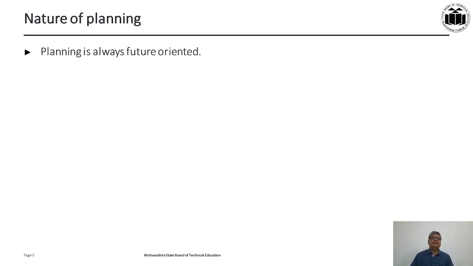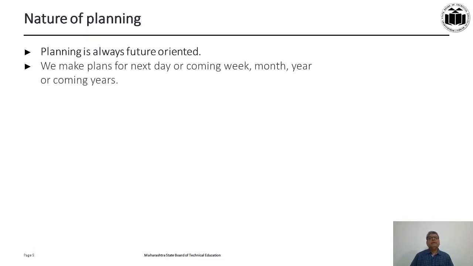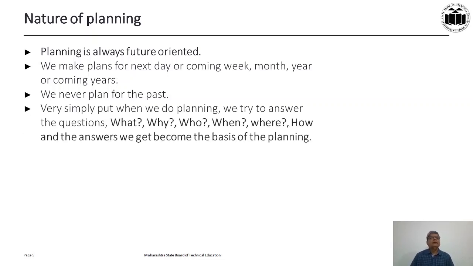Now, how is the nature of planning? As we said, planning is always future oriented. We make plans for the next day or the coming week, month, year, or coming years. We never plan for the past. Do we? We never plan for the past. Very simply put, when we do planning, we try to answer the questions what, why, who, when, where, how, and the answer we get becomes the basis of the planning.